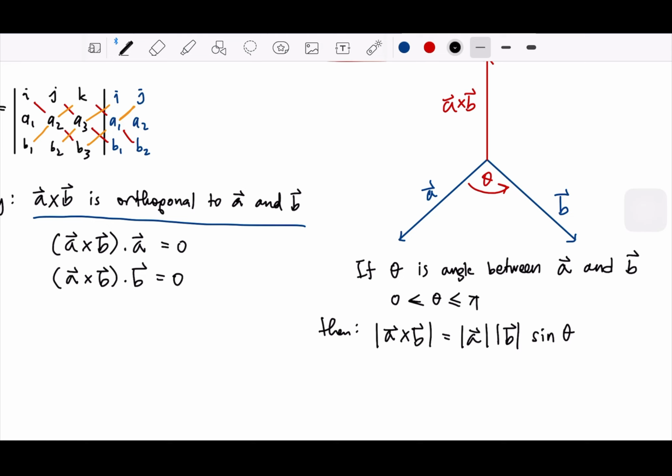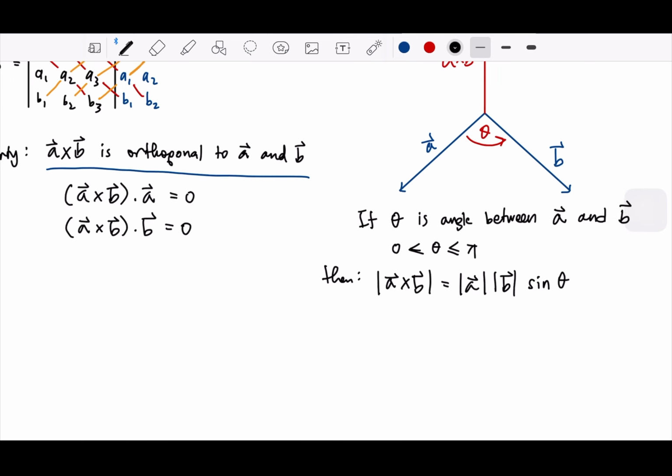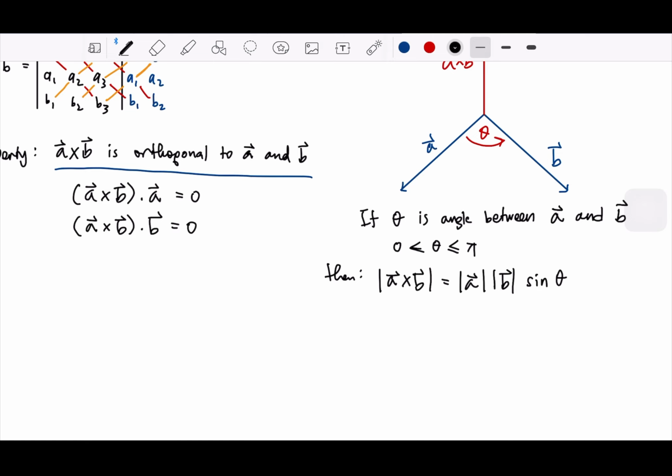Now, how do we get sine? There are some proofs, and I think I can write the proof. Okay, I think I can write the proof. I still have enough time.